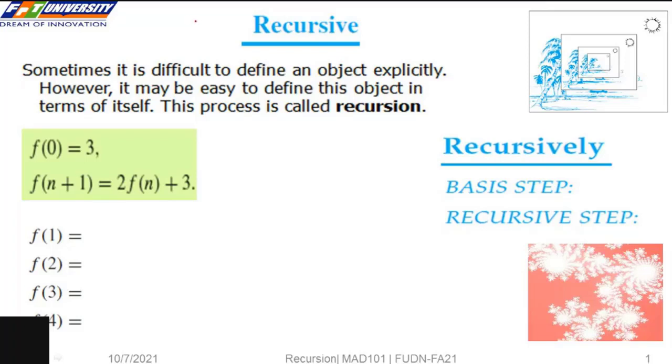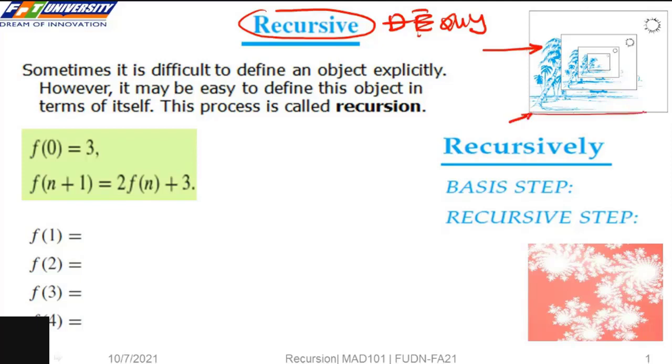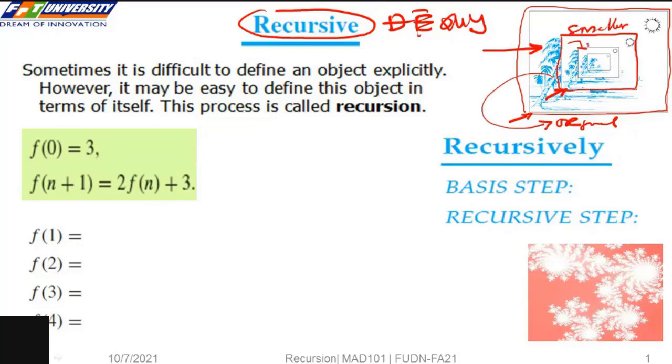In this lecture, we talk about recursion. Here we see a recursive figure. We have an original picture. The figure here is the same as the original picture, but smaller. And this is the combination of mathematics and computer science.